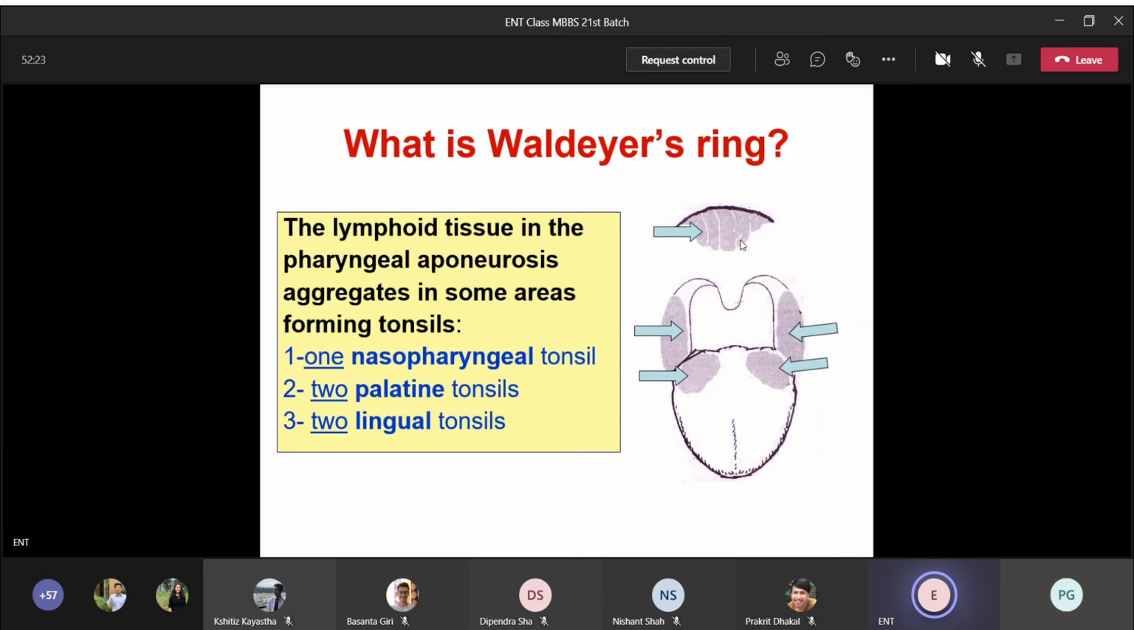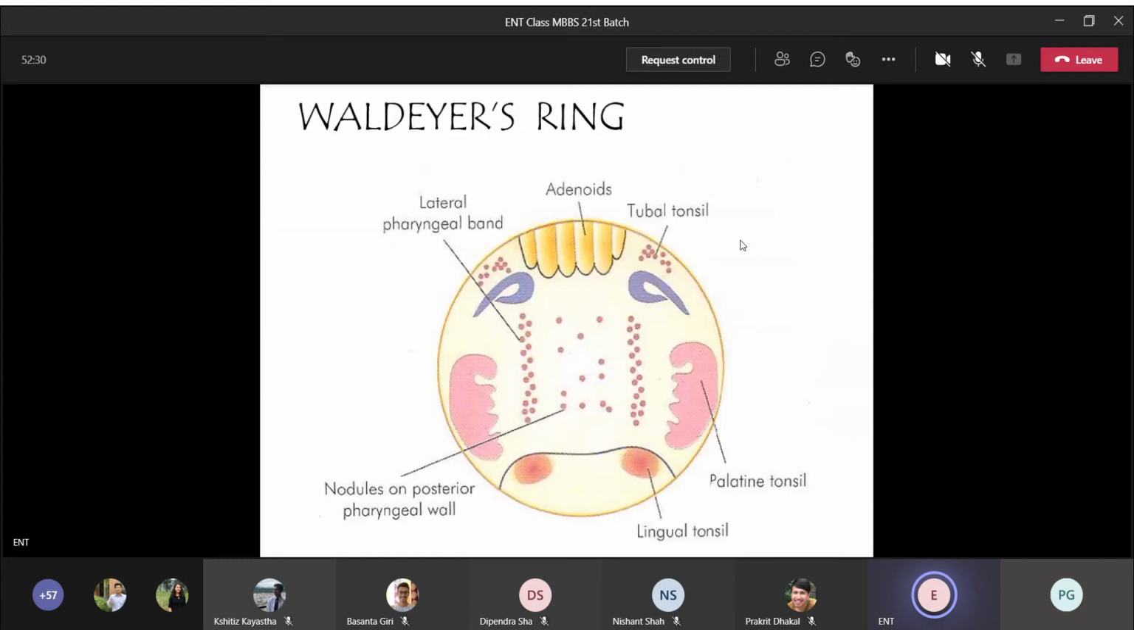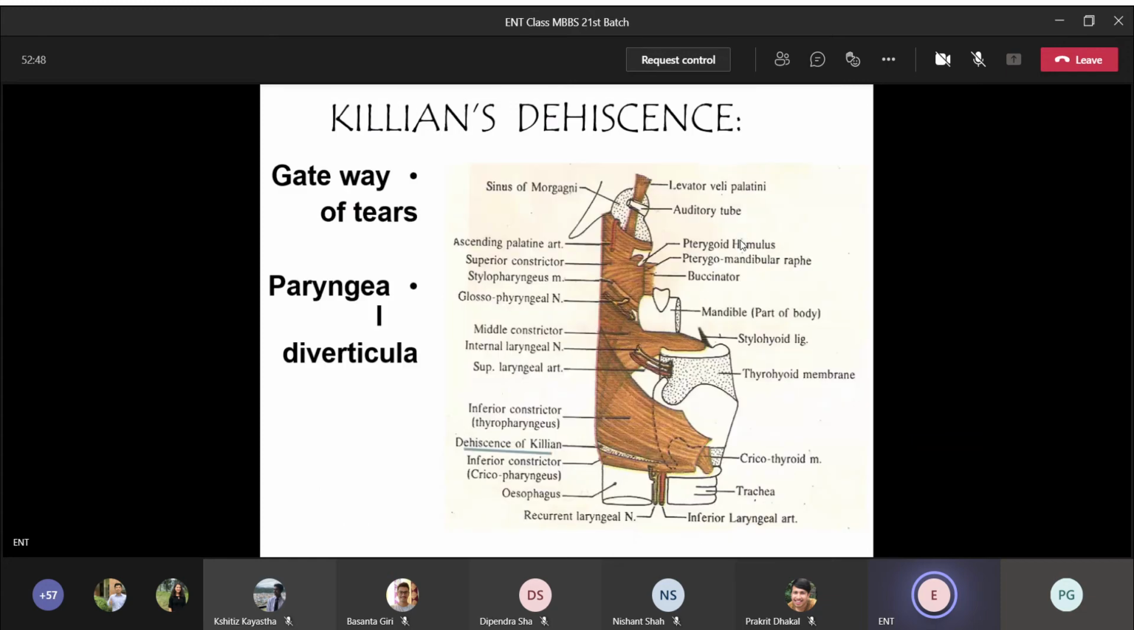So these 3 plus lymphoid follicles in the posterior pharyngeal wall include the Waldeyer's ring. See adenoid, palatine tonsil, lingual tonsil, and nodules in the posterior pharyngeal wall, and the tubal tonsil. There are lymphoid bands in the tubal tonsil, also in the Eustachian tube area.